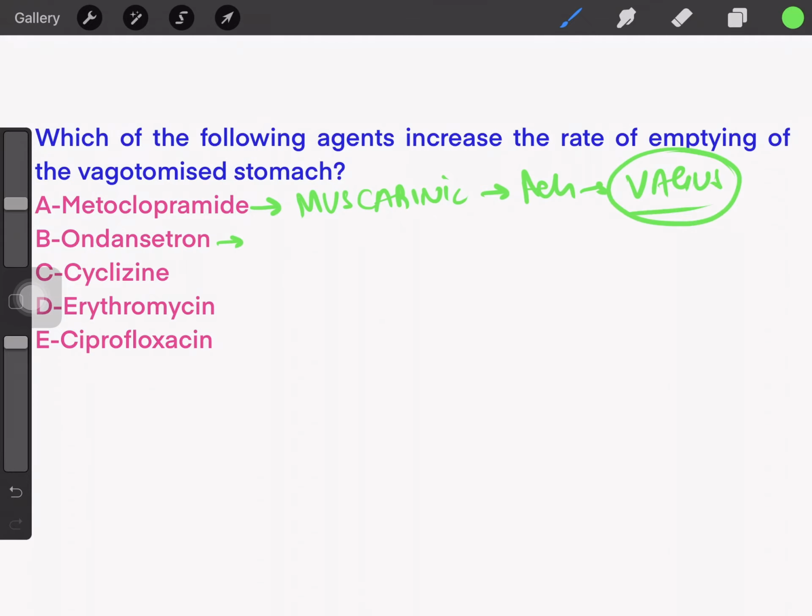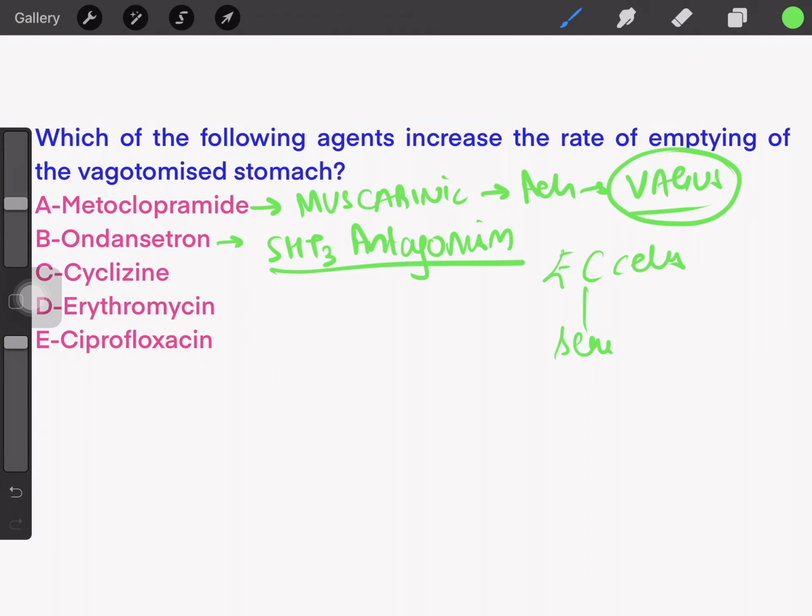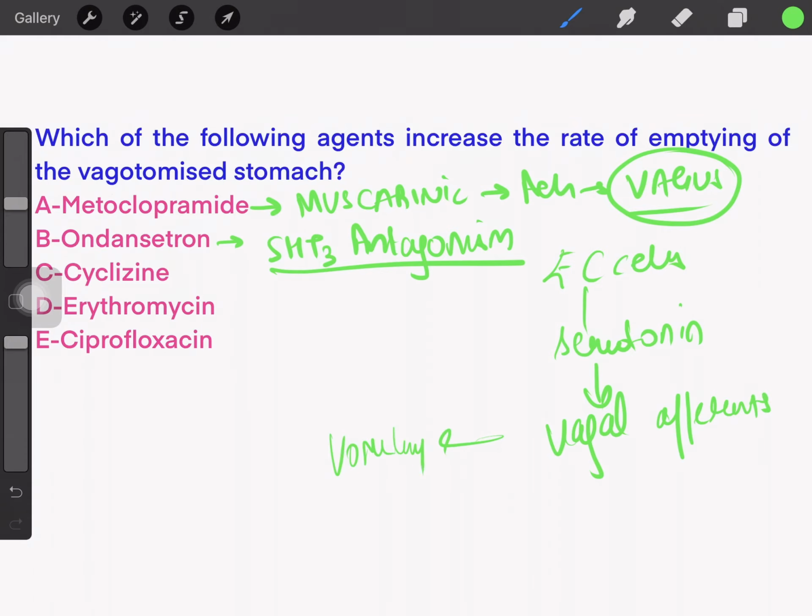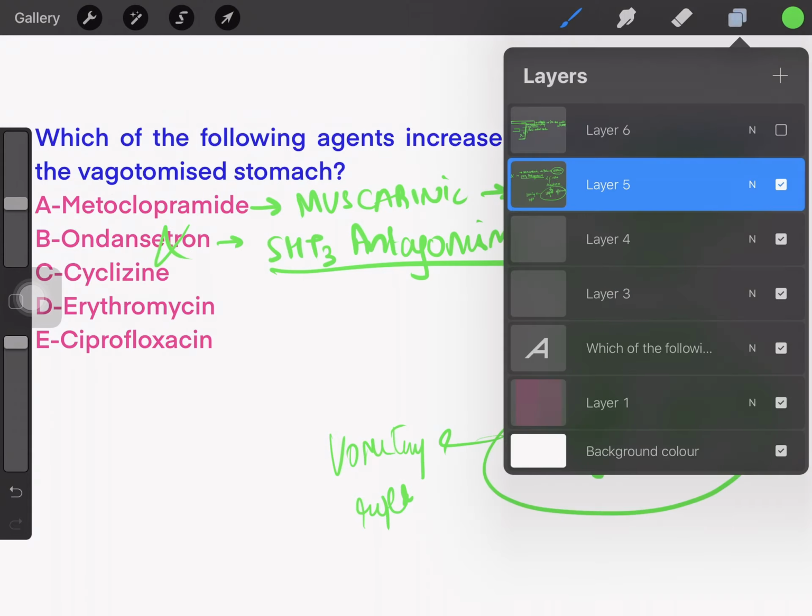Ondansetron has strong 5-HT3 antagonism. If you go down and read the pathway of its antagonistic activity, mostly in post-chemotherapy patients, the enterochromaffin cells release serotonin, which activates the vagal afferents, which lead to the vomiting reflex. Well, you can just rule it out. Actually, it has no role in the rate of emptying, but yeah. So this is also vagus oriented. So this is also out.